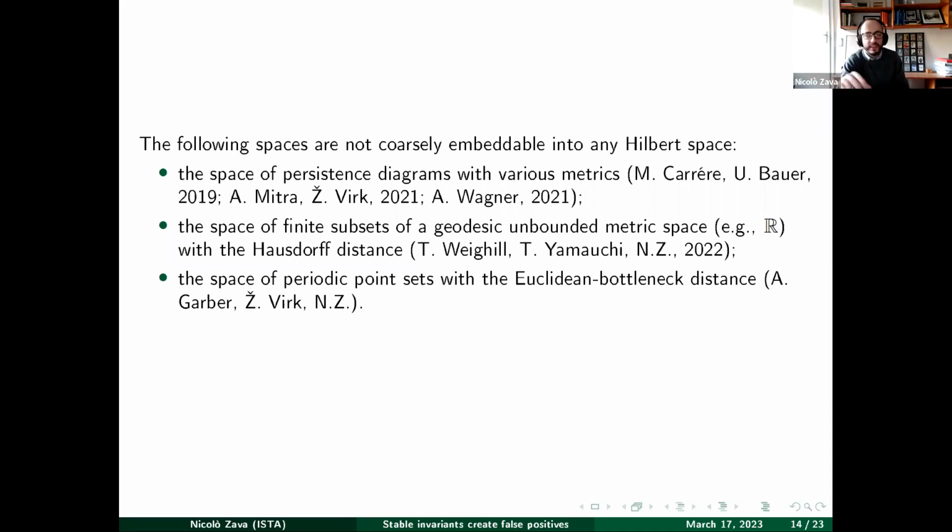Using the idea we developed in that project, I'm working with Alexei and Giga to prove that the space of periodic point sets, which represent crystals and are a generalization of lattices, with the Euclidean bottleneck distance, again cannot be coarsely embedded into any Hilbert space.